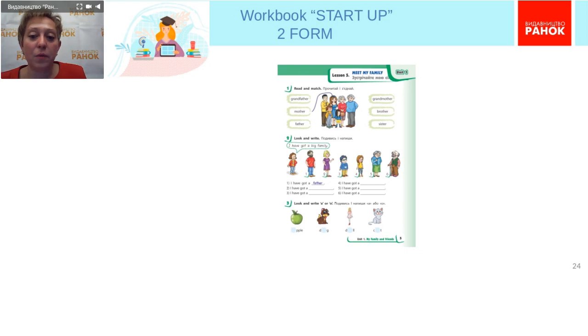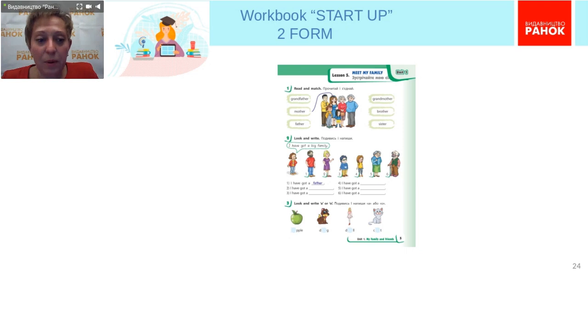We also have revisions at the end of every unit, and there you can find more games and more ideas for the projects. So integrated learning is really not so frightening, because we use it every day, every lesson, and maybe you didn't even guess, but you use it.